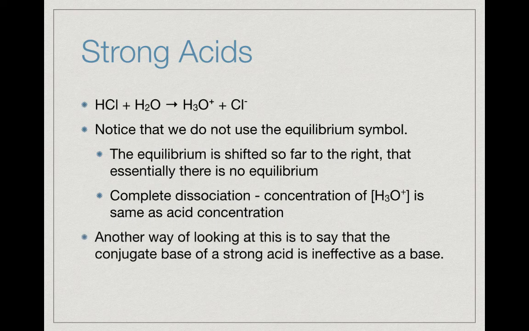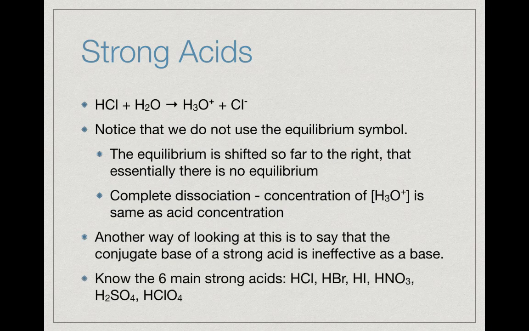So another way of looking at this in terms of our conjugates is to say that we have a very strong acid, and the conjugate base of your strong acid HCl is going to be Cl minus, and we don't think of the chloride ion as being a base in any way. It really has no base properties, and so the stronger your acid, the weaker its conjugate base, and so your actual strong acids have ineffective conjugate bases. So we don't consider the chloride ion to have any base properties at all.